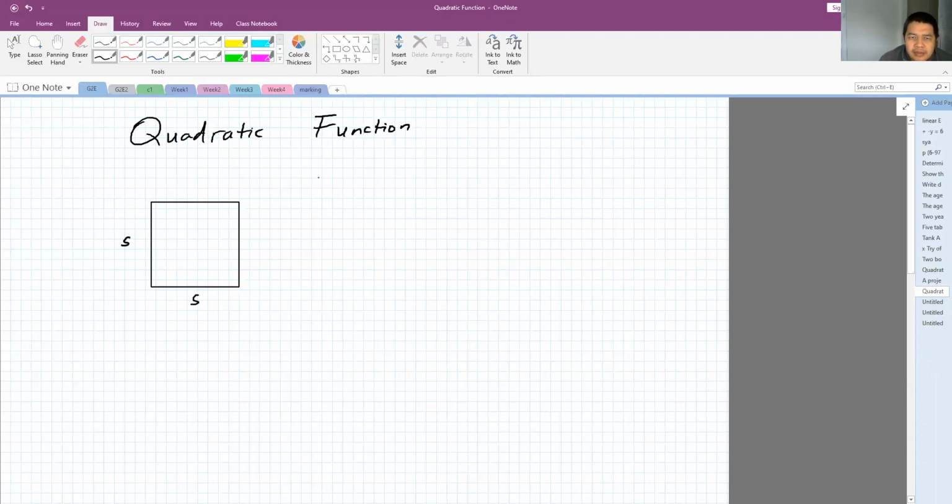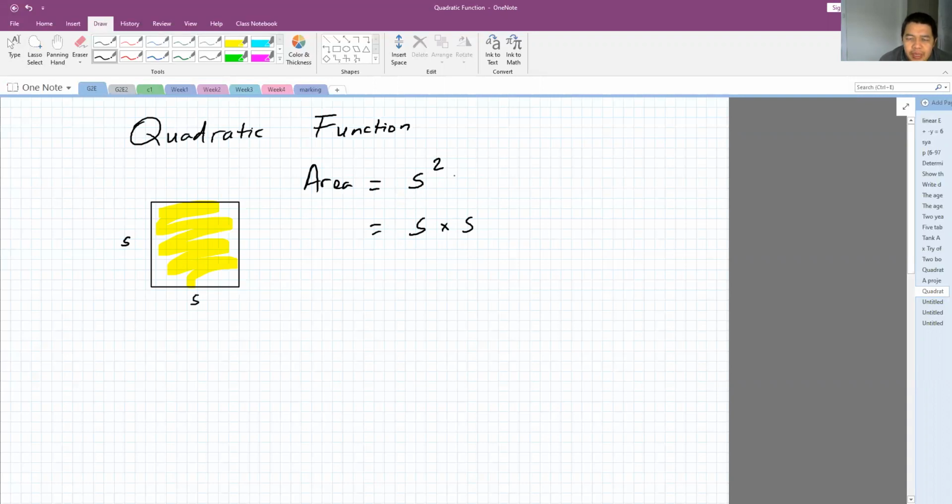I guess some of you already know that if you want to get the area of a square, it will be equal to the square of the sides here. So basically this is just side times side, or we can just write it as s to the power of 2, s squared.